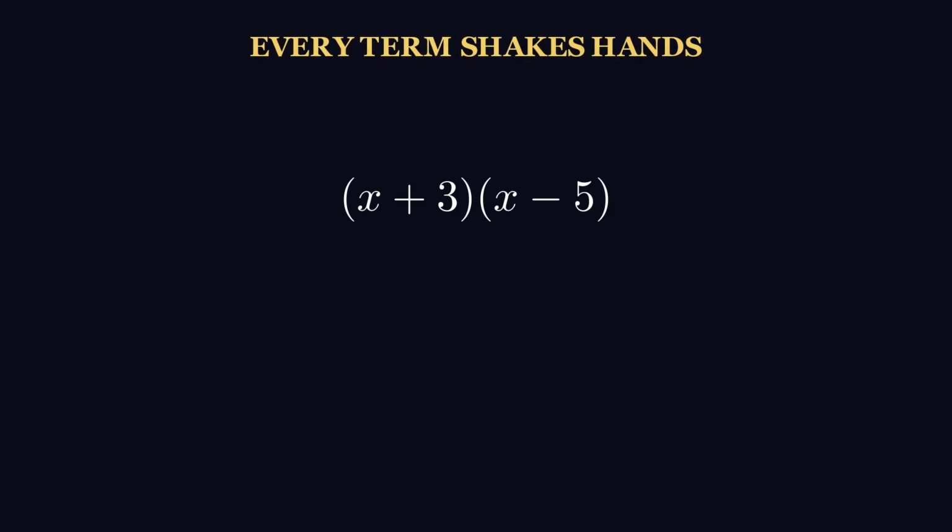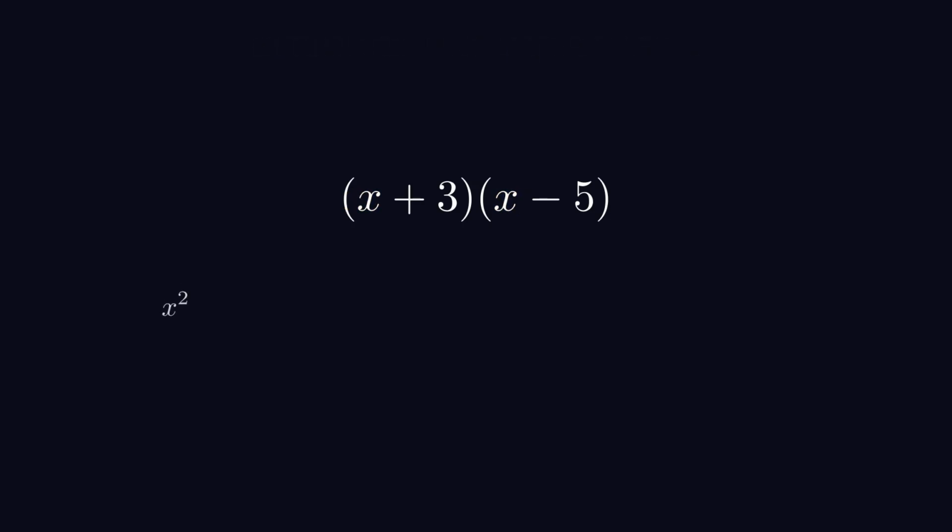Multiplying time. X plus 3 times x minus 5. Here's the only rule you need. Every term in the first set's gotta shake hands with every term in the second. X times x is x squared. X times -5 is -5x. 3 times x is 3x. 3 times -5 is -15. Squish the middle two together. -5x plus 3x is -2x. Final answer, x squared minus 2x minus 15. Some teachers call it FOIL. I call it good manners. Everybody shakes everybody's hand.